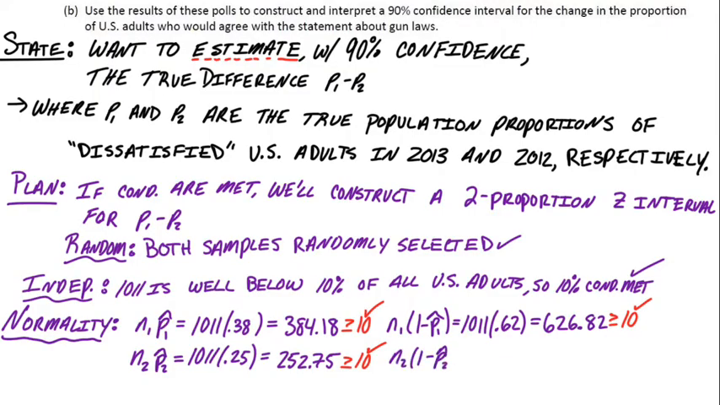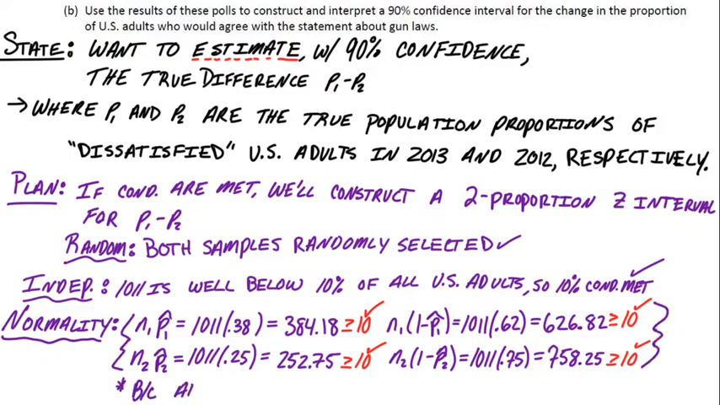So at least 10 successes for the second sample, and then for the failures, N2 times 1 minus P hat 2. So if 0.25 was P hat, then 1 minus P hat would be 0.75, which puts us well above 10 failures. So we are actually good. All four of these values are at least 10. So we can say because they're all at least 10, the large counts condition is met. Check mark. We are good for normality.